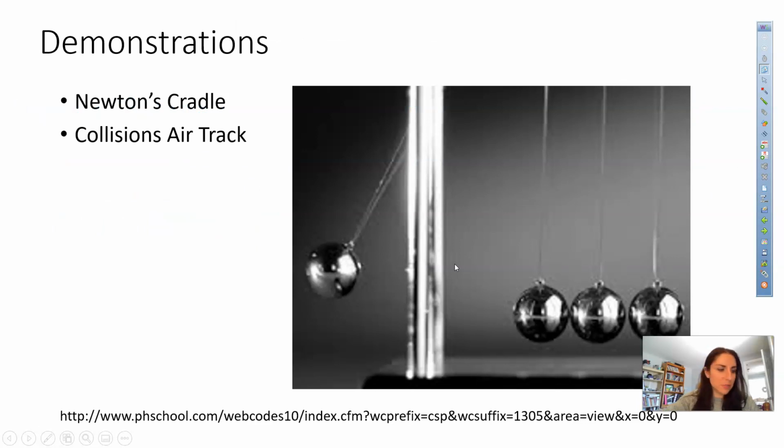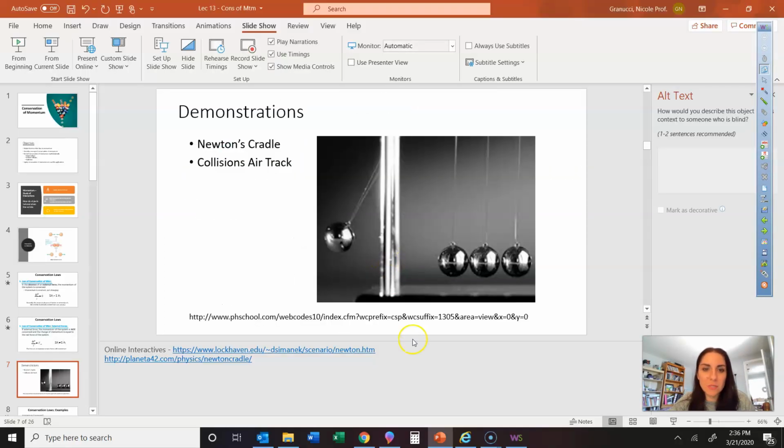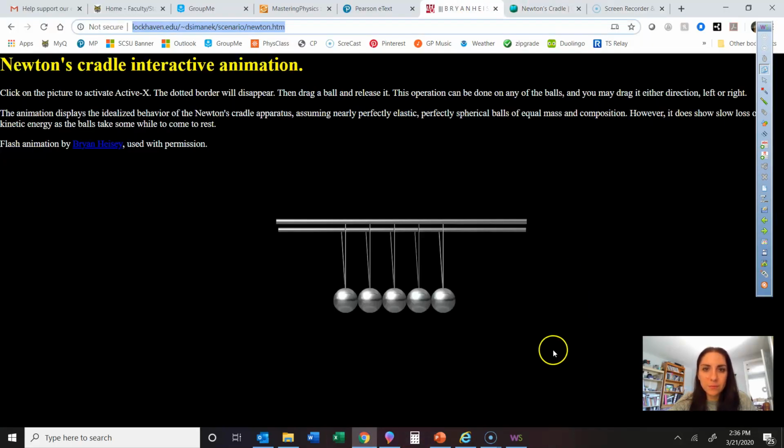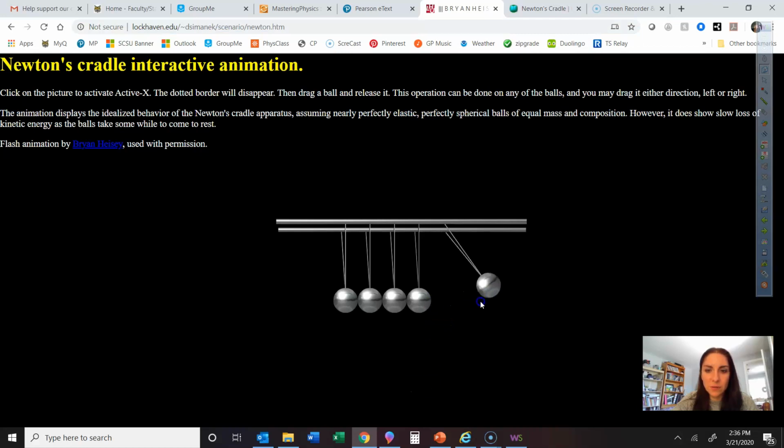So let me show you a couple demonstrations regarding conservation of momentum. This is so sad that I can't do it in real life. This is one of my favorite demos. You might be familiar with it, called Newton's Cradle. So here's one example right here. This is certainly not as powerful as what I can do with a real case, but I think most of you know this little thing. There you go. So you've seen this before.